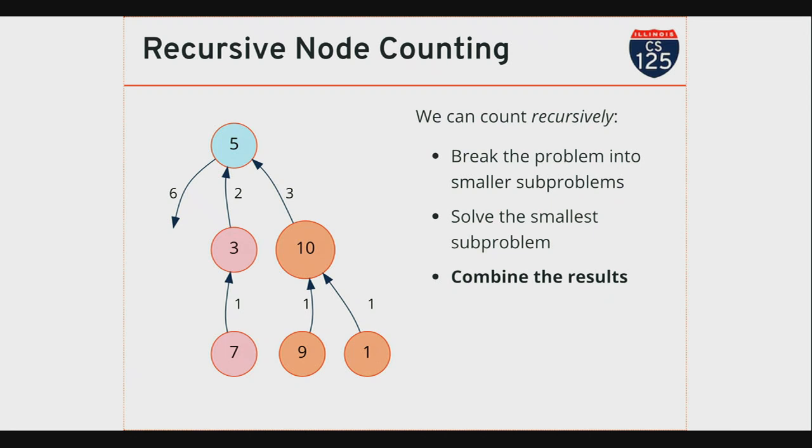So 3 got back to me and said, hey, there's 2 nodes in the tree that's rooted at me. 10 said, there's 3 nodes in the tree that's rooted at me. And now 5 can finish the job. 5's the root node, and it can come back and say, there are 6 nodes in this tree.